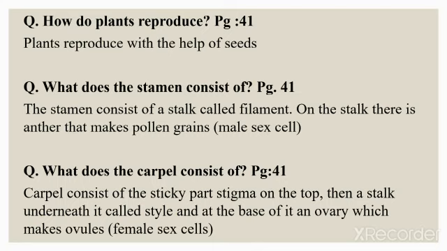Second question is also from page number 41, and the question is, what does the stamen consist of? The stamen consists of a stalk called filament. On the stalk there is anther that makes pollen grain, which are the male sex cell.